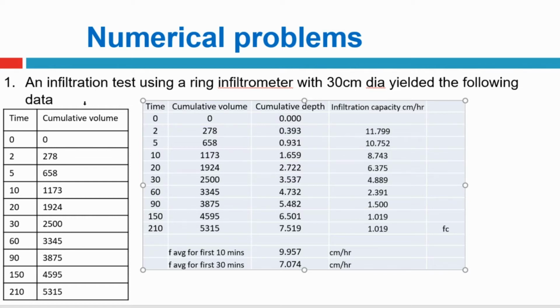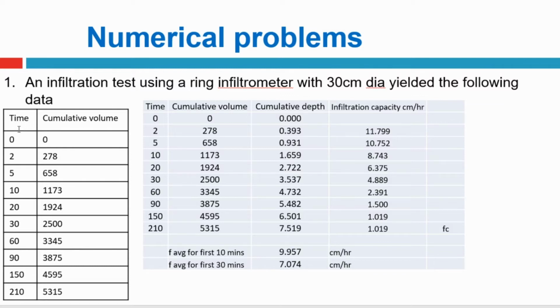Now, this is an infiltration test using a ring infiltrometer. You know what an infiltrometer is, right? A double ring infiltrometer with 30 centimeter diameter yielded the following data. Here it is not a double ring infiltrometer, it is a single ring infiltrometer. The diameter of that ring was 30 centimeter, and it yielded the following data.